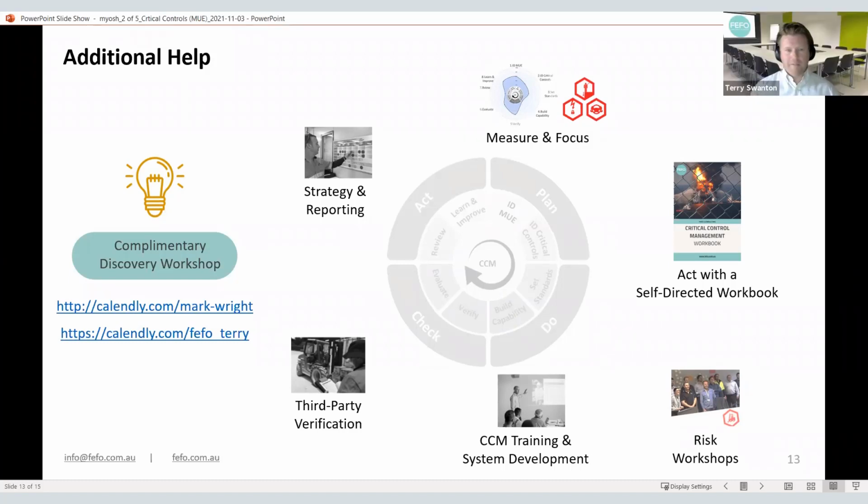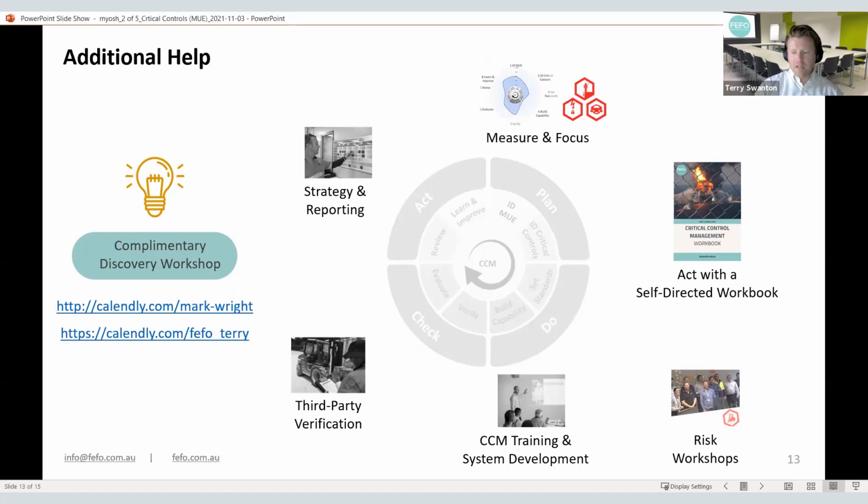It can be quite valuable having someone external to poke the bear as such. So on that topic of additional help, FEFO are here to help. I want to go through a few options we've got here. We've developed that self-directed workbook, so if anyone would like a copy of that or would like more information, please feel free to reach out.